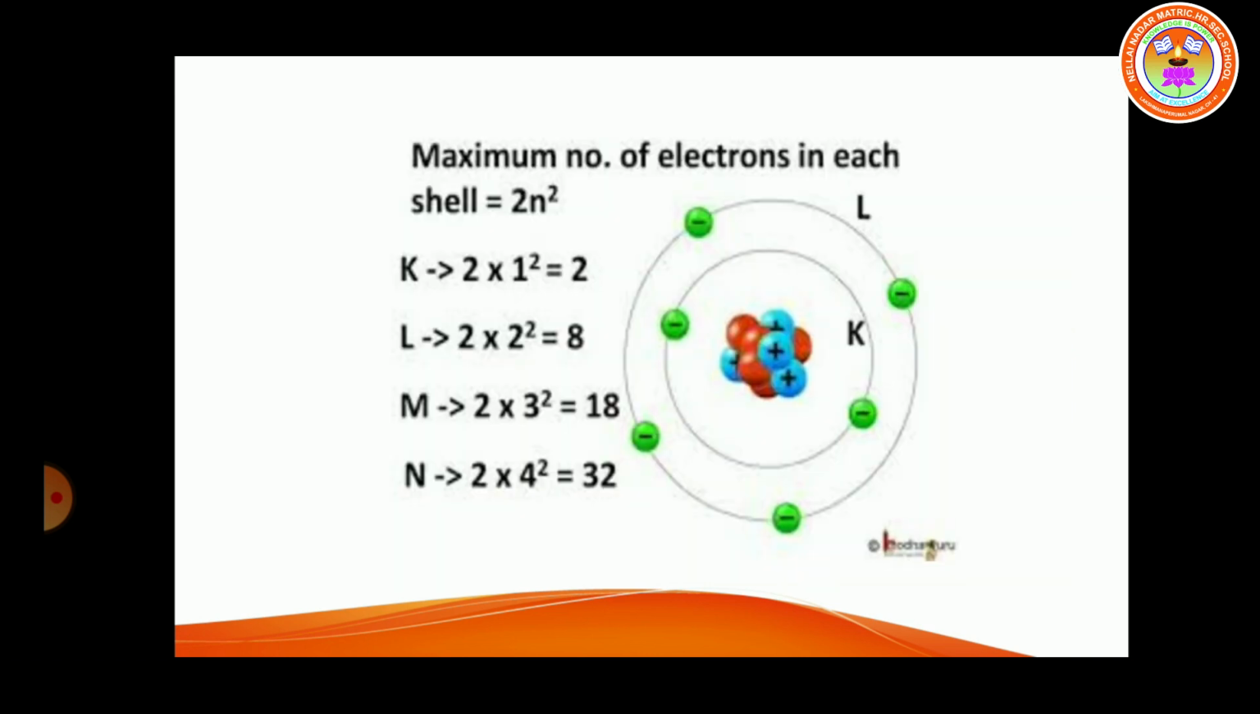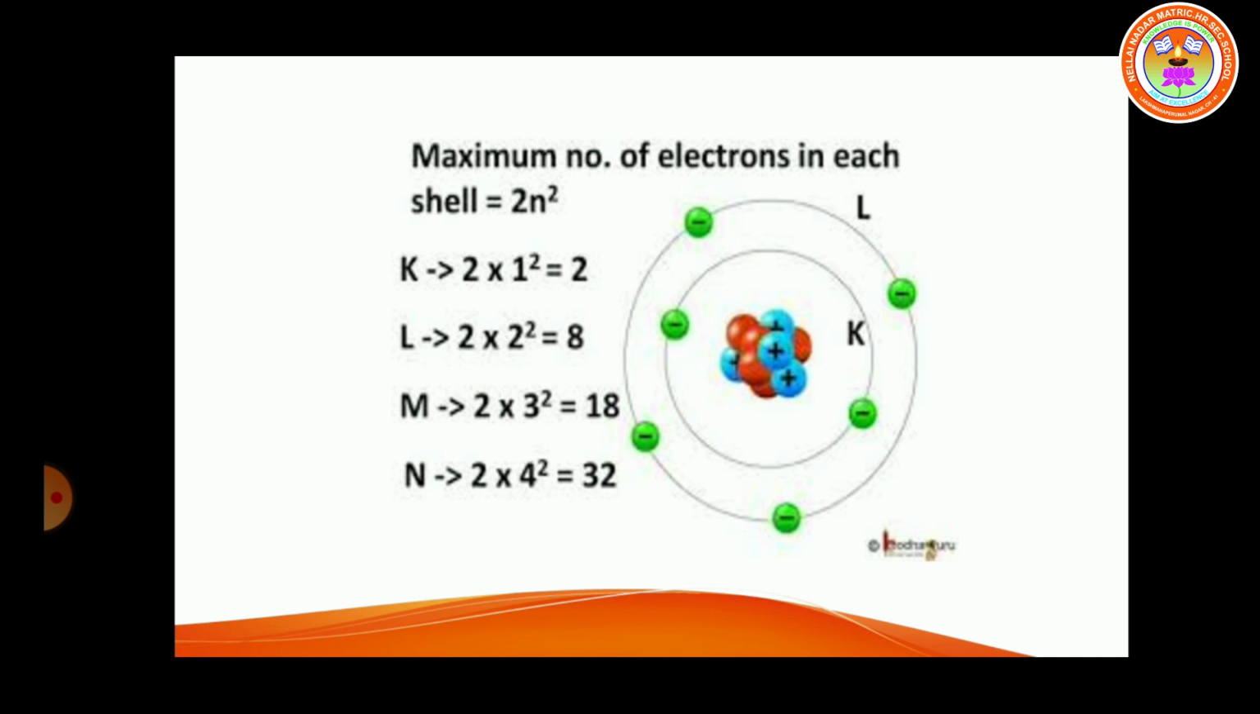So, in the first rule, the formula is 2n square. n means the number of the shell. We know K is the first shell. So, K is equal to 1, because K is the first shell. So, n is equal to 1. Instead of n, we substitute 1. So, 2 into 1 square is equal to 2. That means the K shell can hold a maximum of 2 electrons.